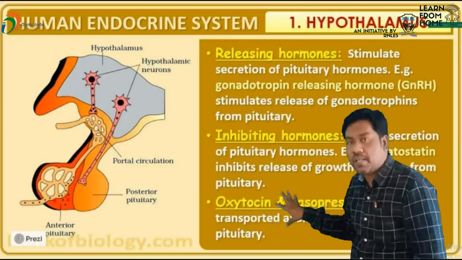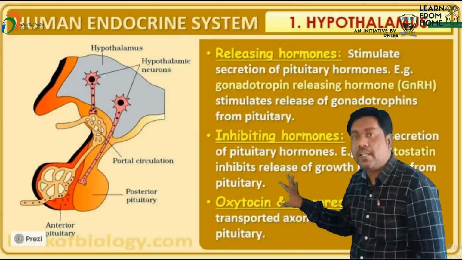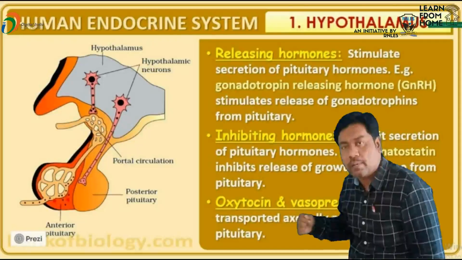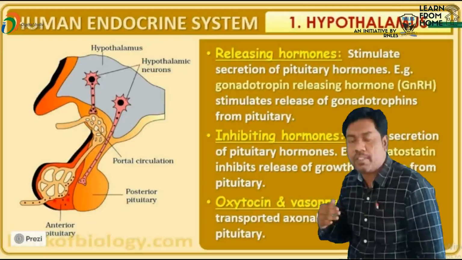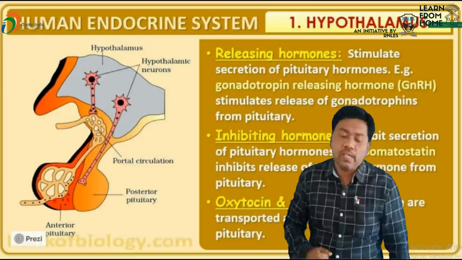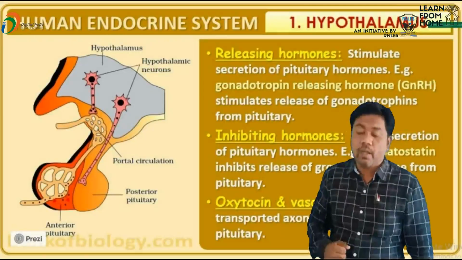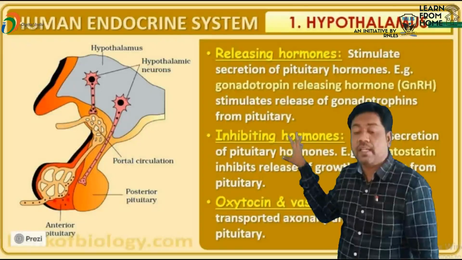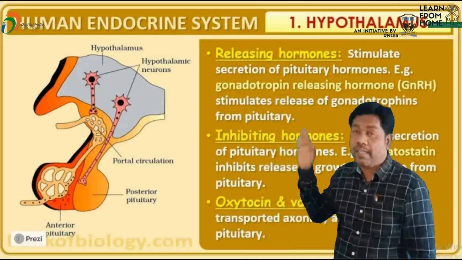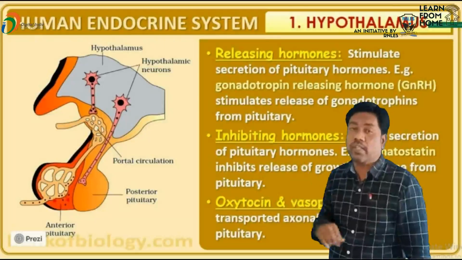But this master gland, the pituitary gland, is regulated with the help of another portion, called the hypothalamus. That's why the hypothalamus is called the master controlling center of the human body. The hypothalamus produces three kinds of hormones: releasing hormone, inhibiting hormone, and oxytocin and vasopressin.